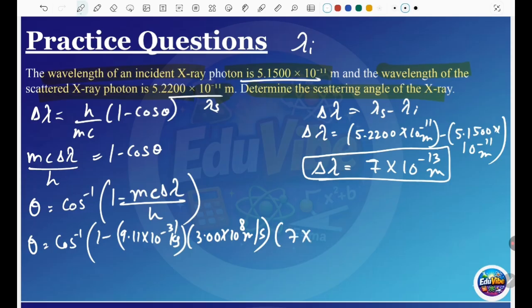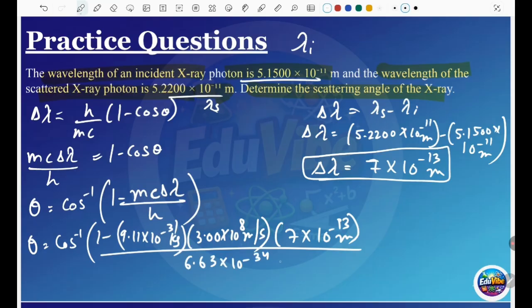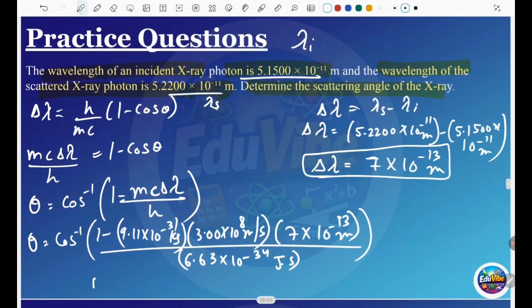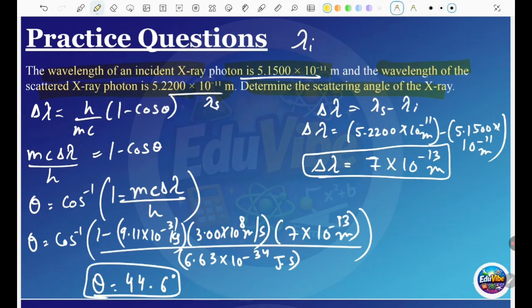Put the values in it and divide this by 6.63 × 10^-34 joule seconds. So when you solve this, you get your theta of about 44.647 something, but the rounded one is 44.6 degrees, and this is your scattering angle. That's how you can solve these questions.